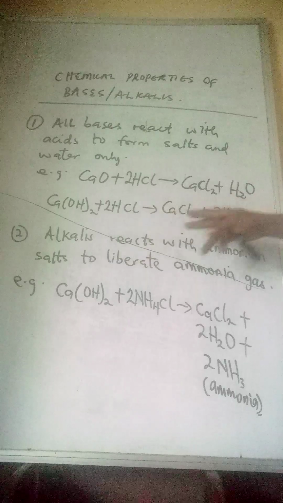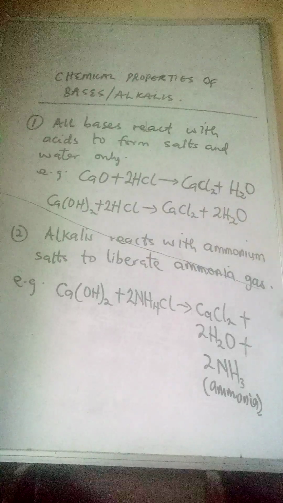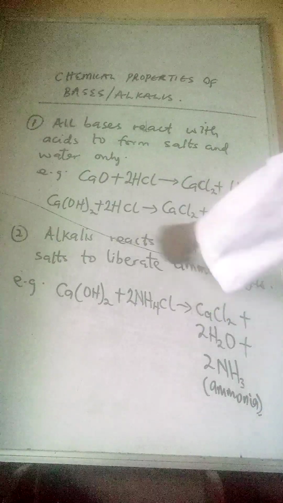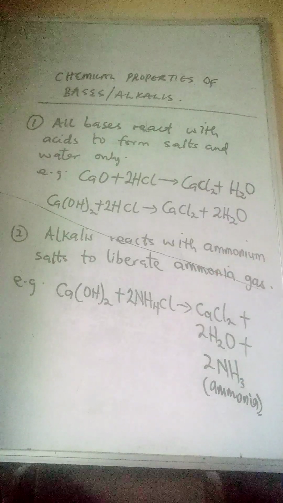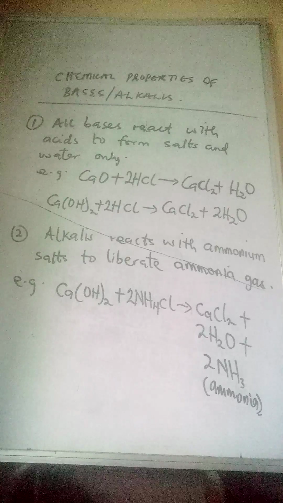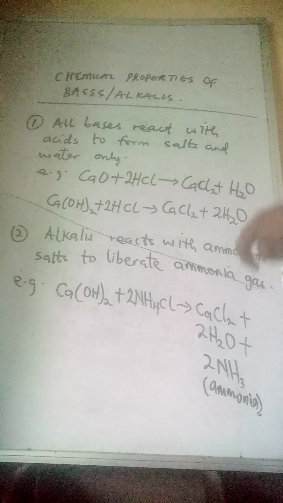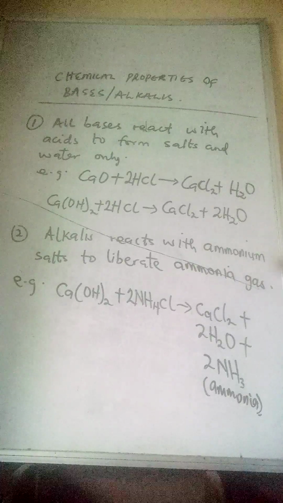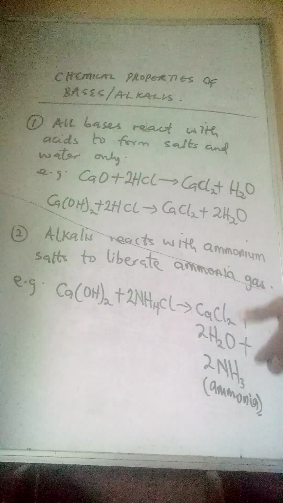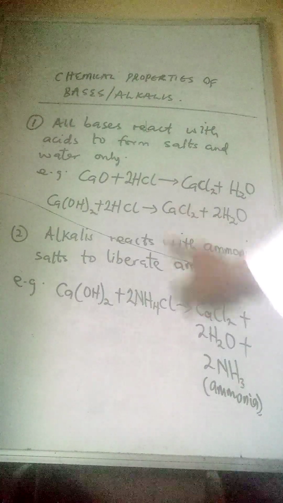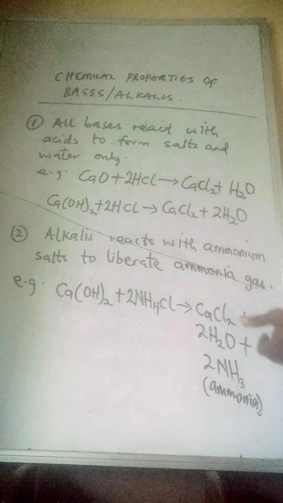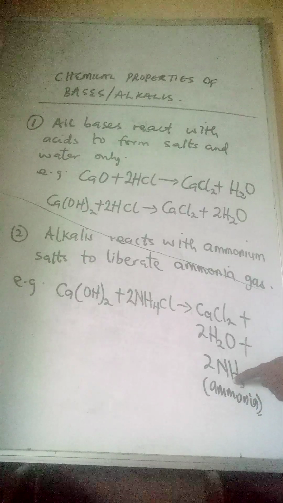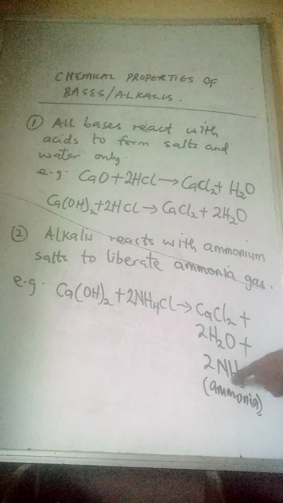Only alkalis will react with what? Ammonium salt to liberate ammonia gas. In fact, this reaction is used to test for alkalis. If you want to know whether an alkali is present or not, just bring any ammonium salt, please take note, any ammonium salt in contact with it, then ammonia gas will be liberated. This is ammonia gas. Ammonia is a gas.